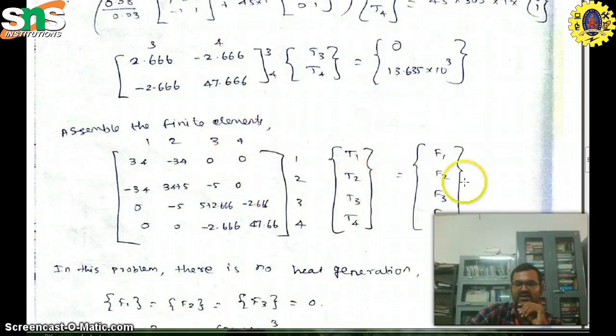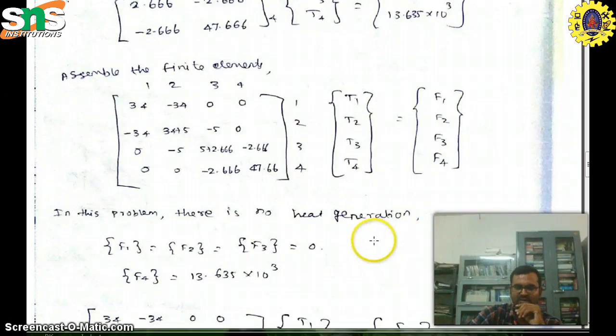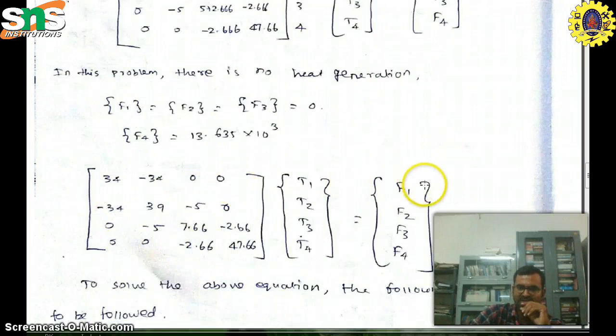So K T is equal to F. We can substitute the known force values F1, F2, F3 equal to 0. Only F4 has the value 13.635 into 10 to the power 3. So this is the final assembled equation. We can follow certain steps to solve the heat transfer problem for the nodal temperatures.